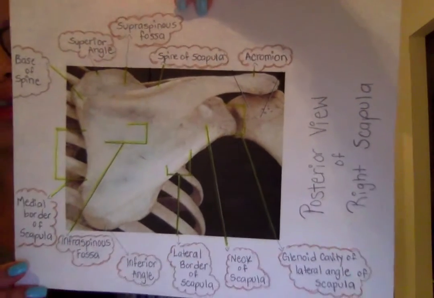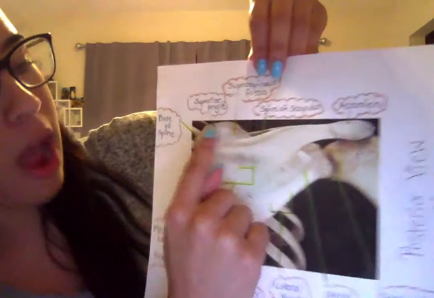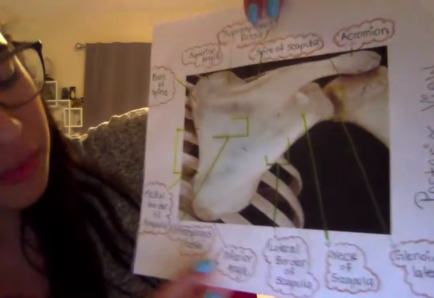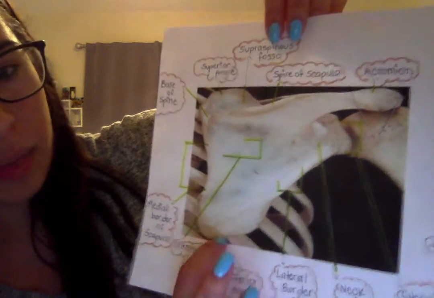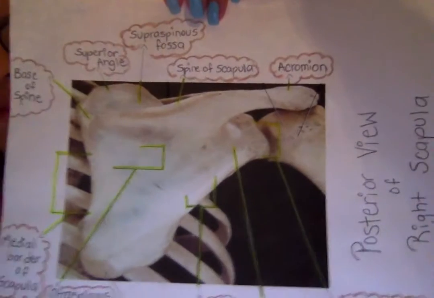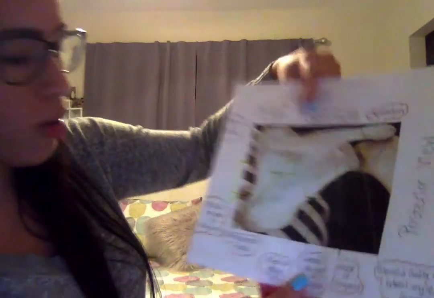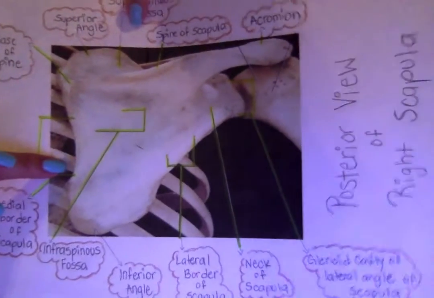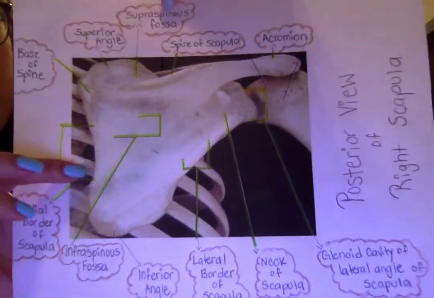The scapula has two angles. One is the superior angle, which is this one right over here. And then the inferior angle, which is this one right over here. It has three borders. The medial border, which is this one right over here. And that border is the longest and it faces the vertebral column.